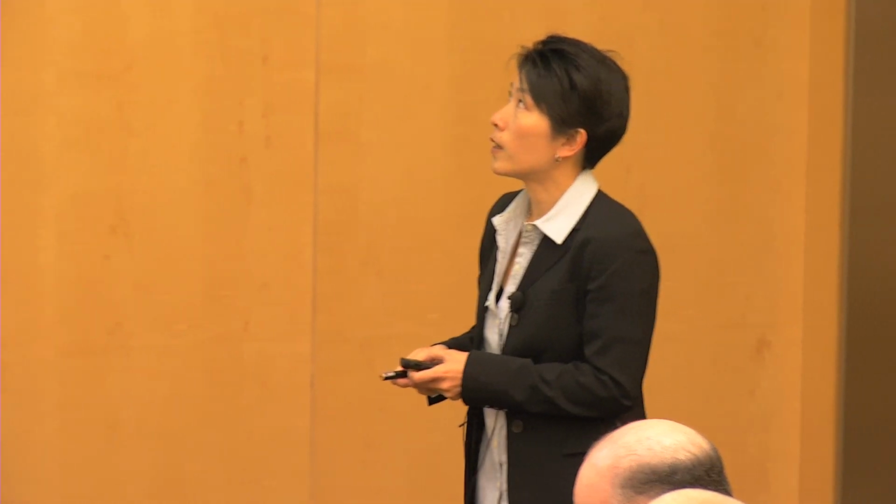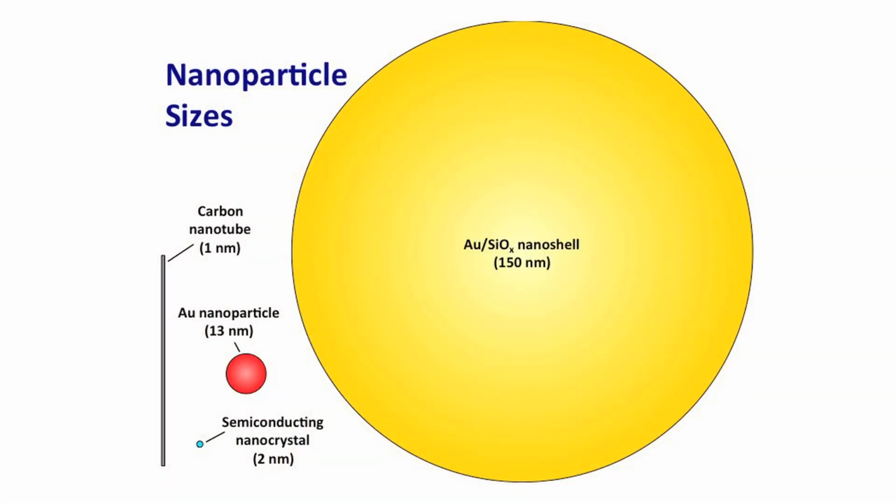But let me just give you a length scale on the different types of nanoscale materials that are being used today. This is on a linear length scale. This is a gold nanoshell. It's really, really big. This is a carbon nanotube, about 1 nanometer in size. A gold nanoparticle, on average, is about 13 nanometers in size. And semiconducting nanocrystals are about 2 nanometers in size. So you can see that these length scales are perfect for different types of applications, both in vivo and ex vivo.